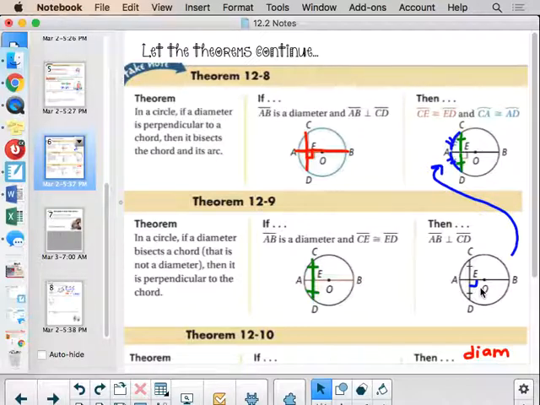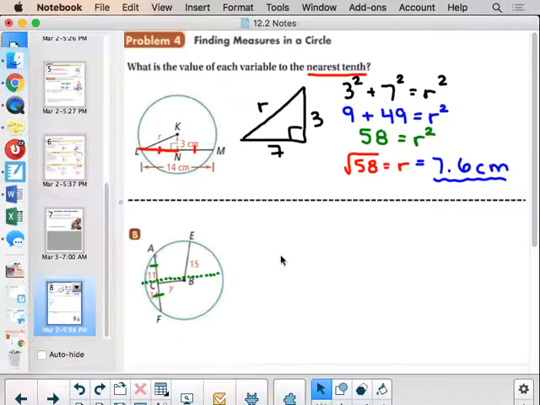The diameter, that imaginary piece, bisected it. So that means it's perpendicular, which means I can add what into my diagram? A right angle. So I add in a little right angle. How am I going to solve for y? Jimmy? I wasn't raising. Oh, I thought you were kind of raising your hand. How can I solve for y?